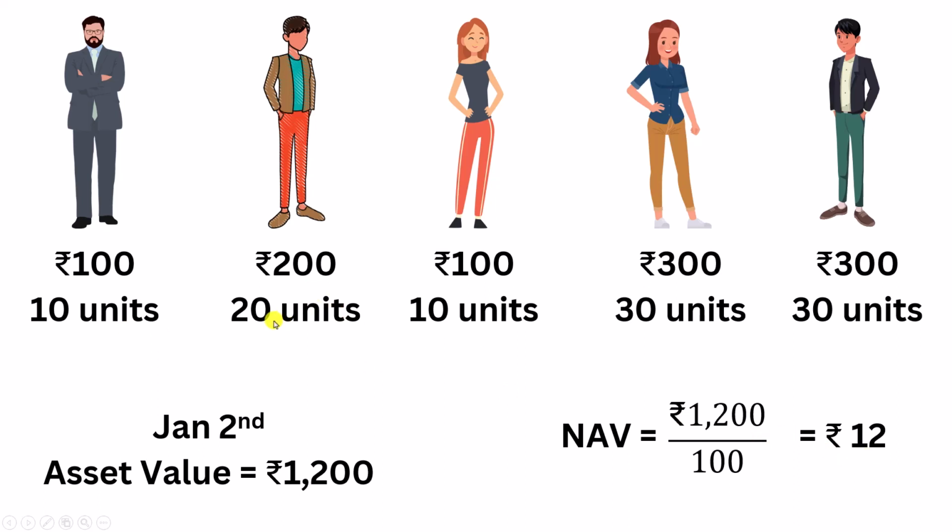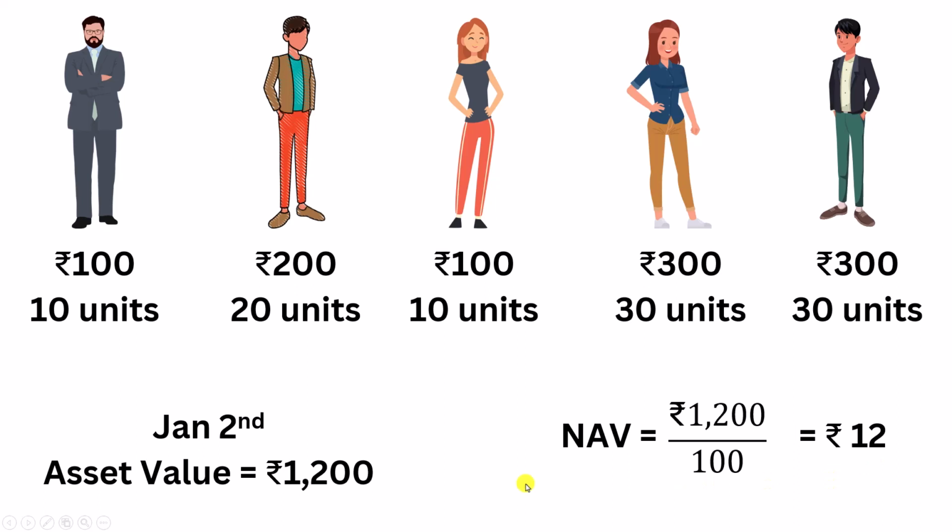Here this person had invested 200 rupees, and so he was allotted 20 units. So 20 into 12, 240 rupees. His 200 rupees of investment has grown to 240 rupees. Here 120 rupees, here 360 rupees, and here 360 rupees. Okay. So this is how net asset value is calculated. Net asset value is the price of 1 unit of mutual fund.